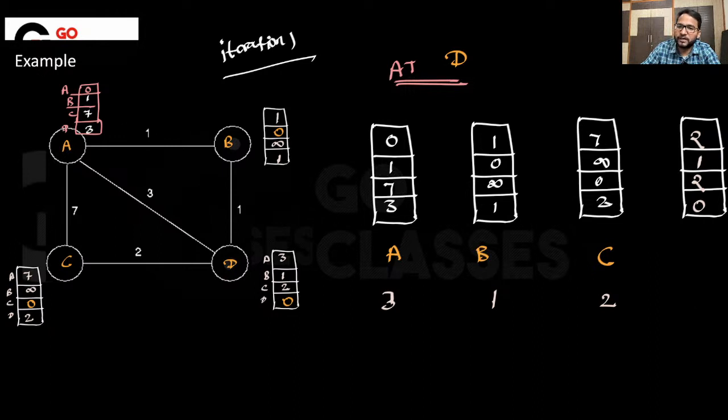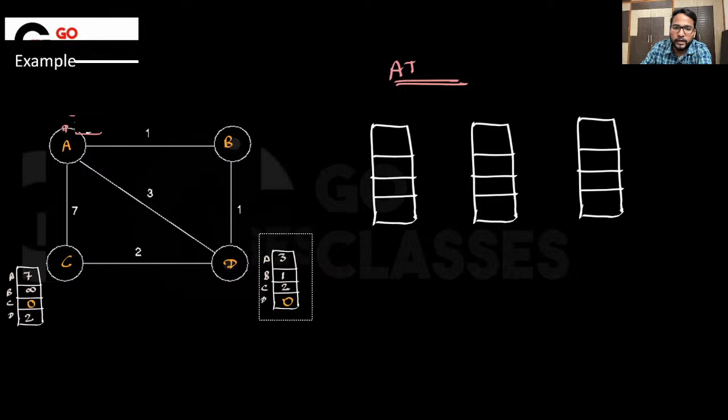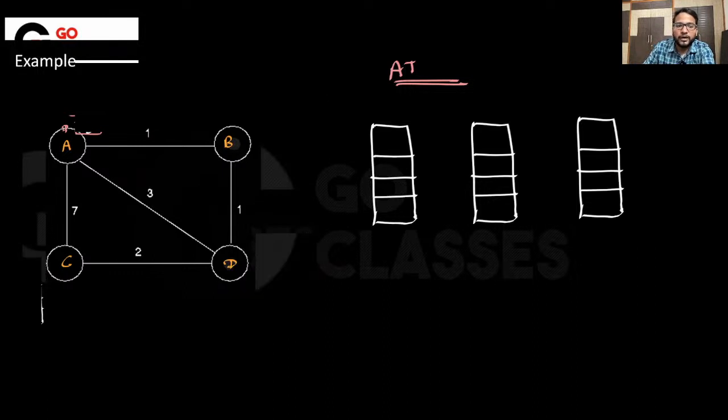Let me know if that is fine. So now we have a new set of vectors at A, B, C, D. This is the iteration 1 completion. I just completed iteration 1. Let me know if that is fine. So now let me write the new vectors at A, B, C, D, because after completion of iteration 1, I will be having something like this.